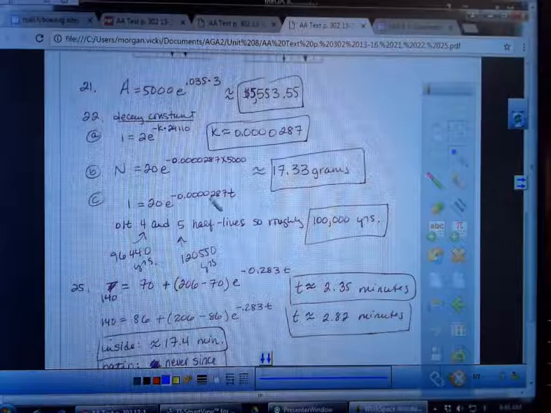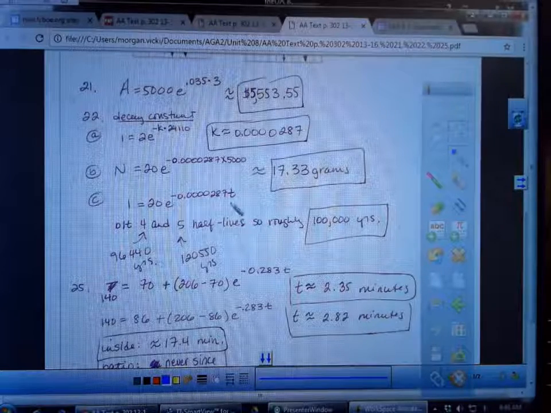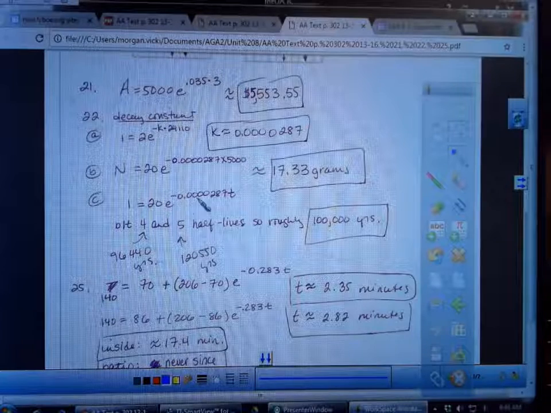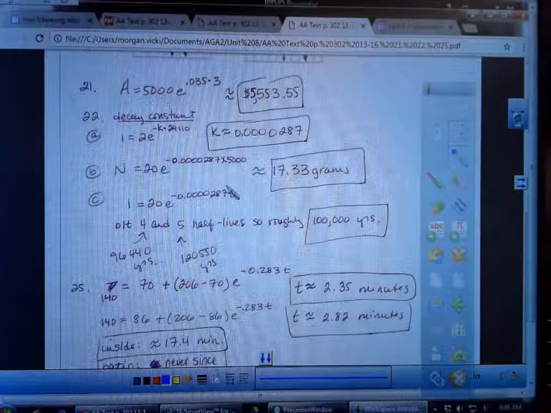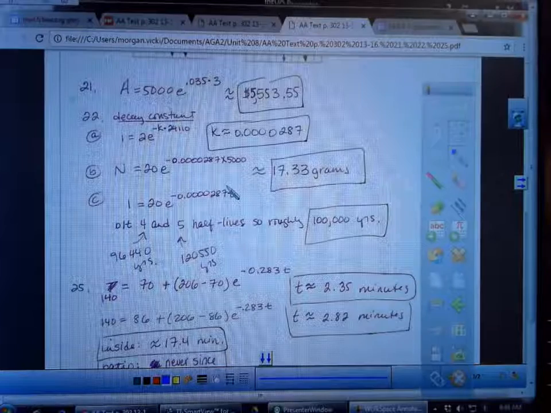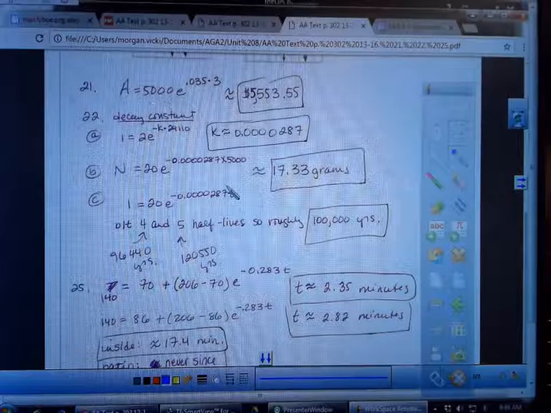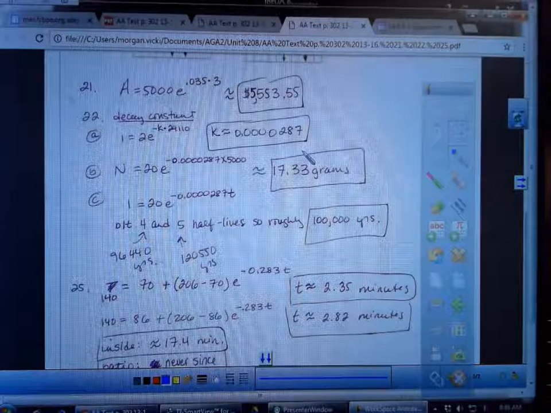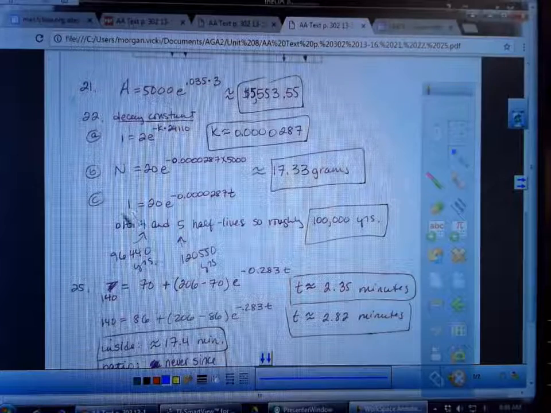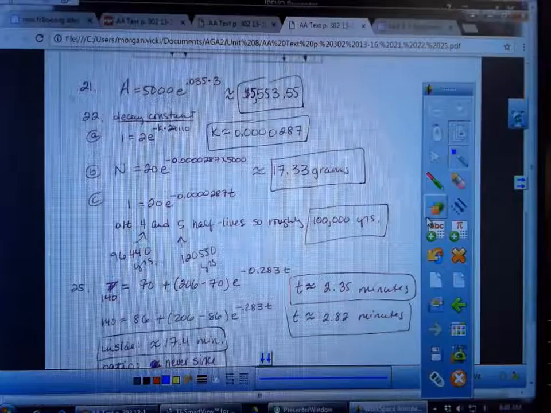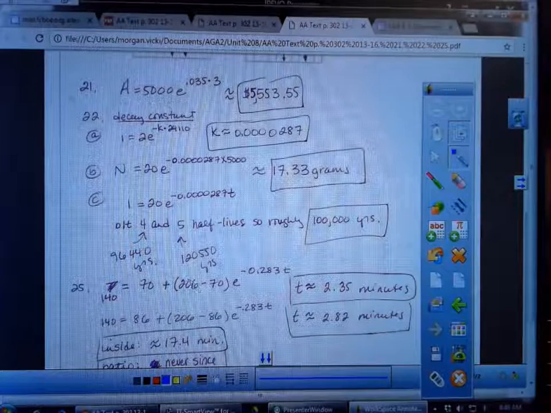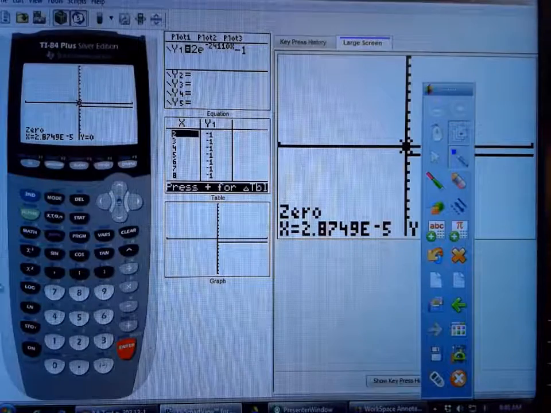Okay, it's very similar to what we did in part A, but now our unknown will be the time, and we'll still use that same decay rate, that same constant. And so let's go ahead and graph that, because we want to find the time that it takes for 20 to decay down to 1. So we know it's going to be a really big number, and that explains that. But let's go to the calculator and do that.